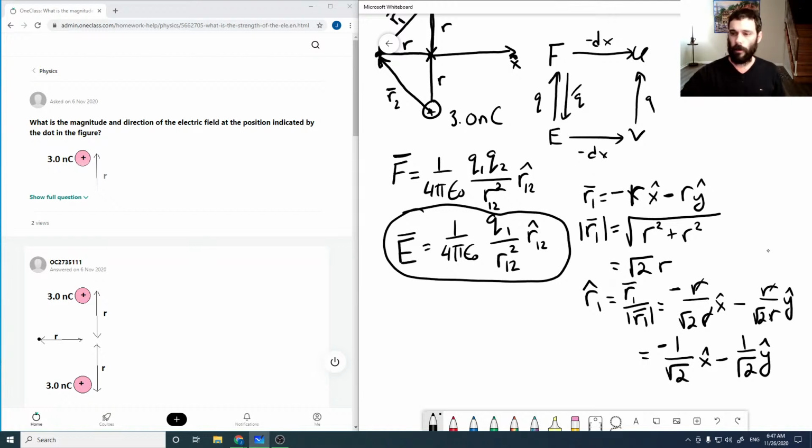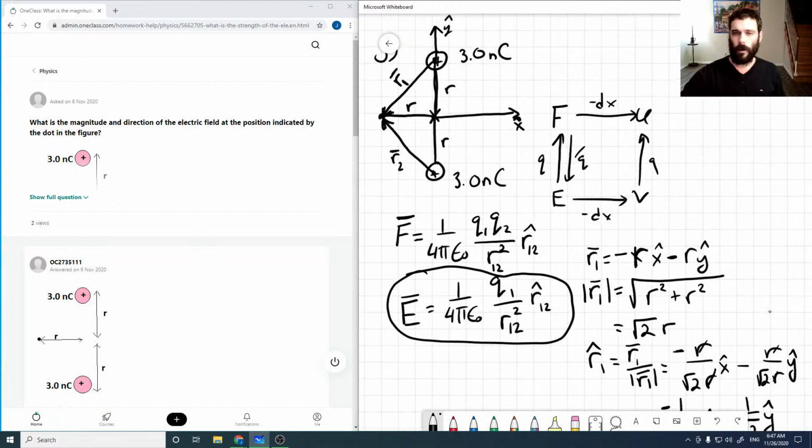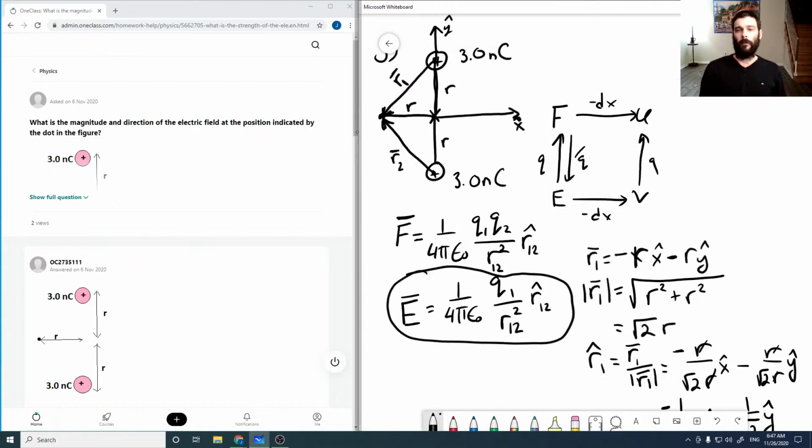And now we can see that our R2 vector, which goes from this charge to here, is plus r in the y hat and minus r in the x hat. Minus r in the x hat and plus r in the y hat.